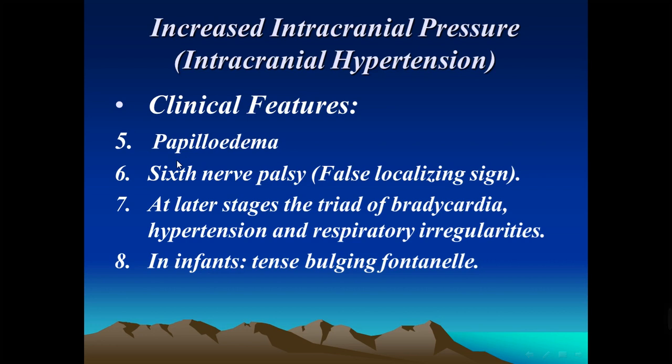Sixth nerve palsy is called a false localizing sign, also due to caudal displacement of the brain stem, and so that is not a true localizing sign. It is called a false localizing sign. At later stages, there will be a triad of bradycardia, hypertension, and respiratory irregularities, sometimes called Cushing triad, in these later stages.